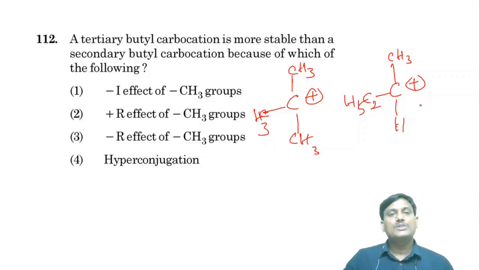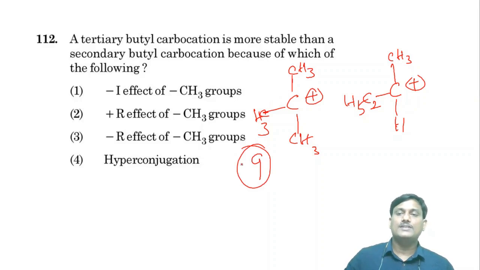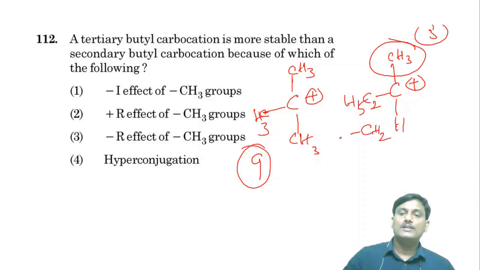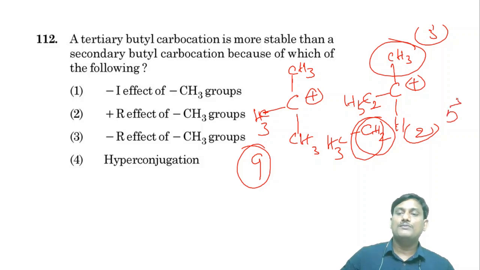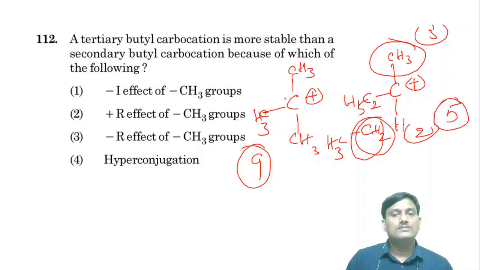Here, the tertiary butyl carbocation is more stable. What is the reason? The tertiary butyl carbocation can form 9 hyperconjugation structures. In the secondary case, how many are possible? CH3 gives 3, and CH2 and CH3 with 2 hydrogens give 2. So finally, 5 hyperconjugation structures are possible.